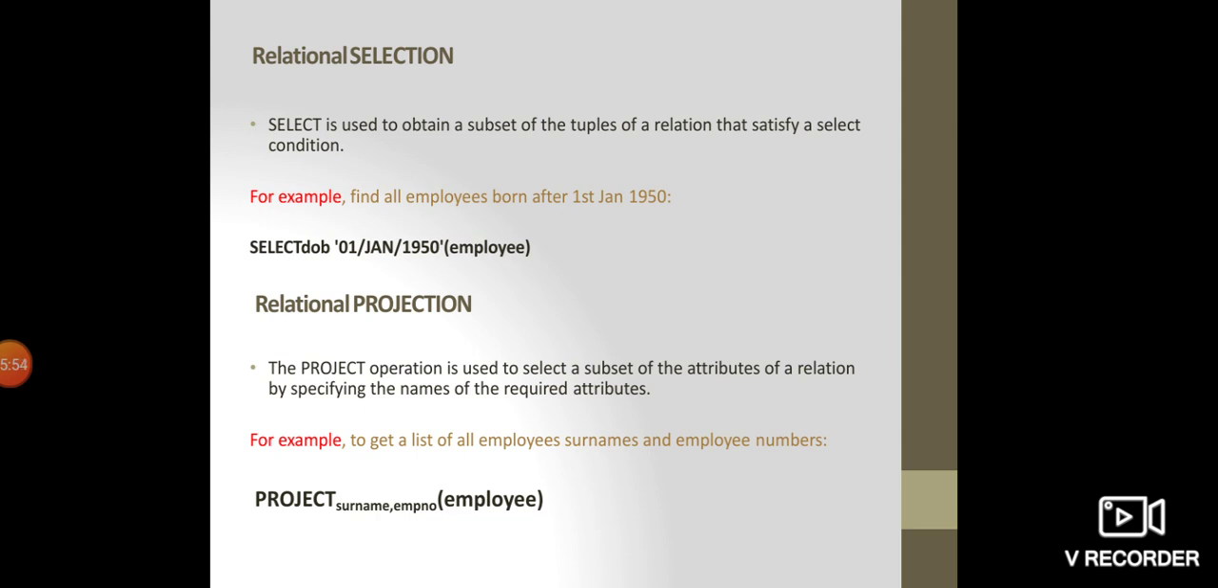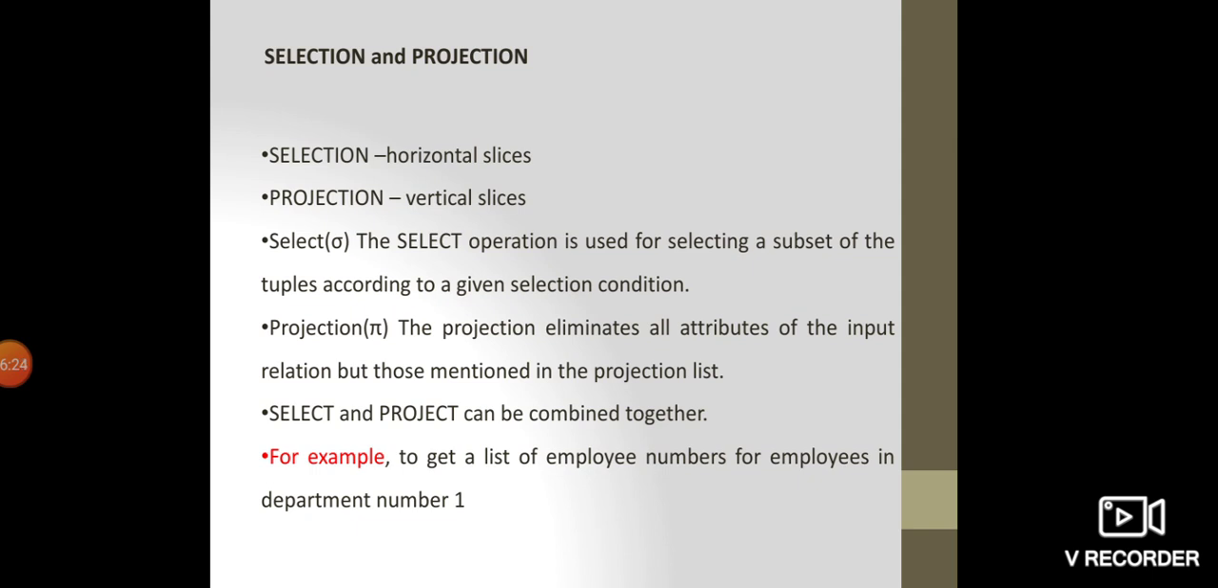Okay, the projection operation is used to select a subset of attributes of a relation by specifying the names of the required attributes. So what happens is, you will be giving the table name, surname, and employee. You'll be having many columns. You are selecting only the surname and employee number alone in the table, which is employee. So that column alone will be displayed, the other columns will not be displayed. So it is coming under vertical slices.